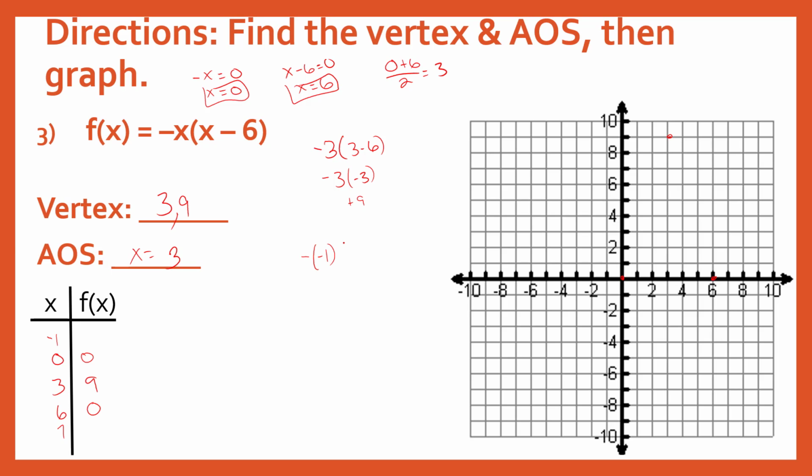Negative 1 times negative 1 minus 6. Negative times negative gives me a positive, so that's basically a wash, times negative 1 minus 6 is negative 7, so together that equals negative 7. All right, so we want to come back 1, down 7. We want to come over to 7, down 7. And we can see from here we're going to end up with a quadratic that shoots up and back down.